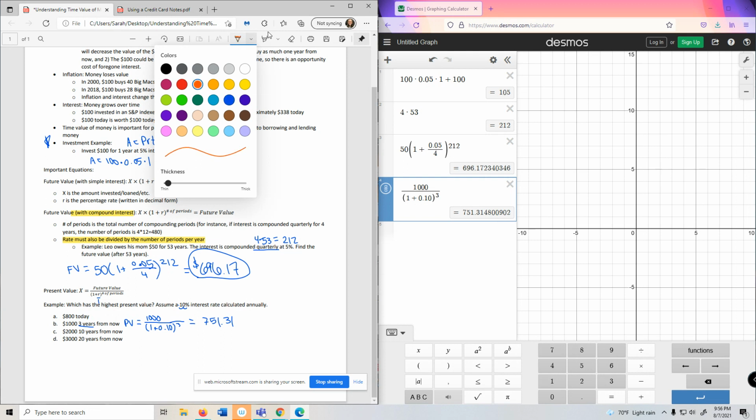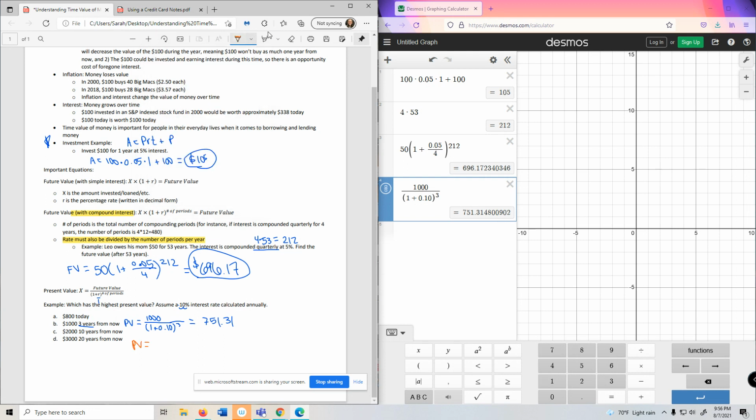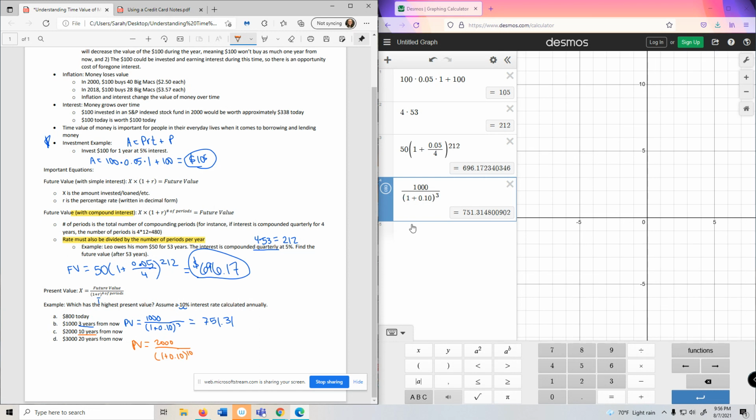For the next one, $2,000 10 years from now, we're going to follow the same format. This time this is $2,000, 2,000 goes on top. Down in the denominator is still the same percentage rate, so 1 plus 0.10. But since it's 10 years, we're going to have a 10 exponent here. So doing that in Desmos, division sign to get your fraction, 2,000 divided by 1 plus 0.10. Close your parentheses. A to the B, exponent 10, gives us $771.086, and when we round that, 0.086 is the same as 0.09.